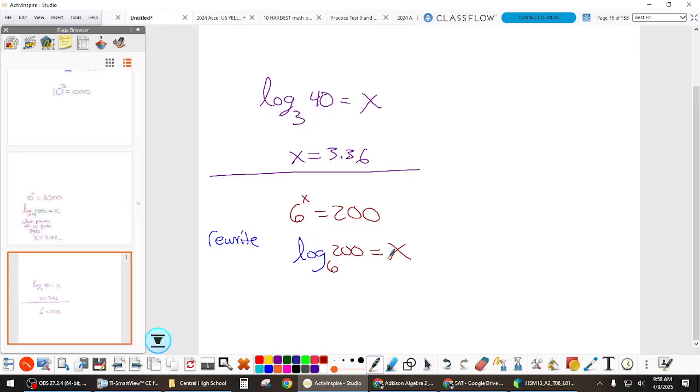Yeah. So what do you ballpark that at? Well, 6 squared, I'm going to just jump to that, is 30. Oh, wow. 6 squared is 36. 6 cubed is 216. Okay, so that's just a little bit higher than that. So it's got to be just under 3. Okay?